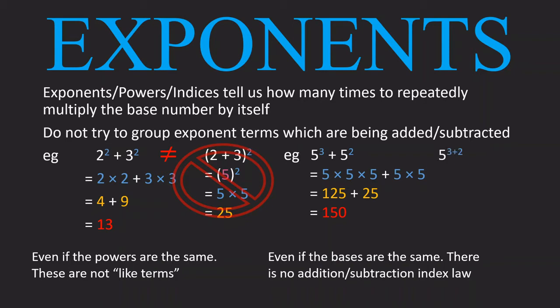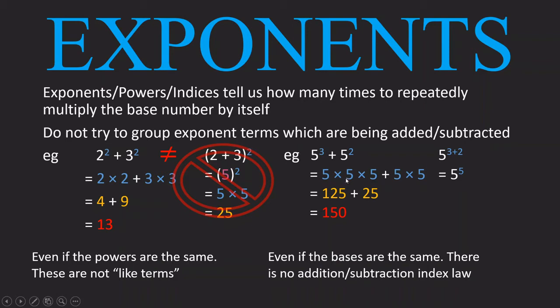Now, keep in mind, we only add together our indices when we've got two index terms with the same base, which are being multiplied together, not added together. You'll see that this is not the same as the previous example. 5 to the power of 3 plus 2 would be 5 to the power of 5. That would be 5 5's being multiplied together. Now I hope that you can already see how that would be different from what we'd previously done.